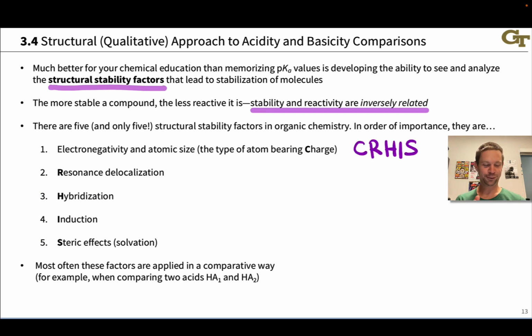And so notice that these form the acronym CRIS, dyslexic CRIS, as it was described to me back in the day. Charge, resonance, hybridization, induction, and steric or solvation effects. And most often we think about applying these factors in a comparative way, looking at two or more molecules and asking, okay, which of the two is more stable or more reactive?